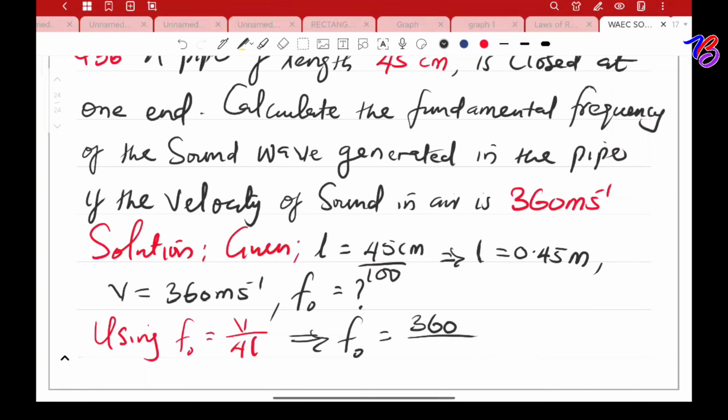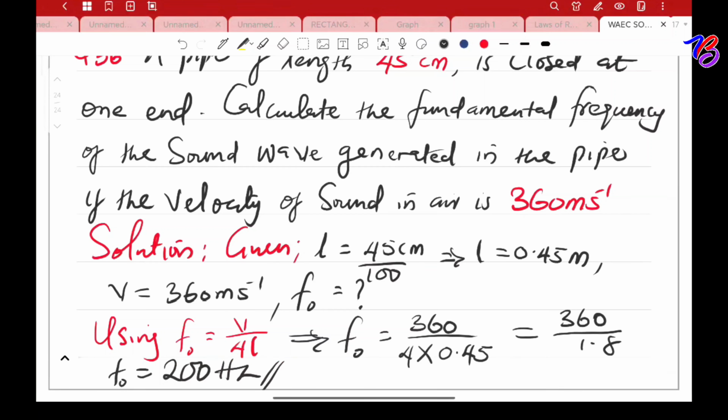So by substitution, 360 divided by 4 multiplied by our L, which is 0.45. Okay? So this gives us 360 all divided by 4 multiplied by 0.45. So we're going to have 360 divided by 1.8. So if you punch your calculator, F naught will now equal 360 divided by 1.8, which is going to give us our final answer to be 200 hertz. So that's it for this question.